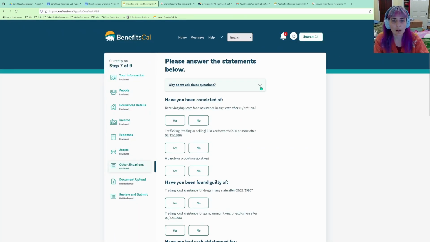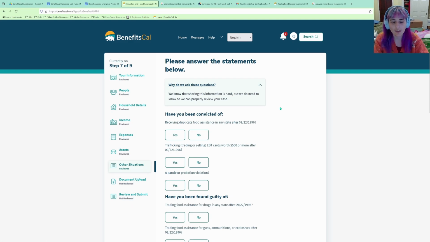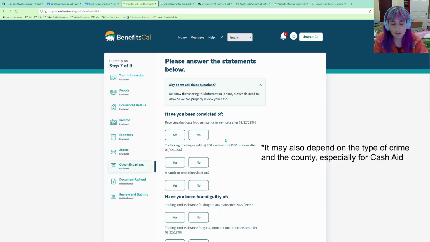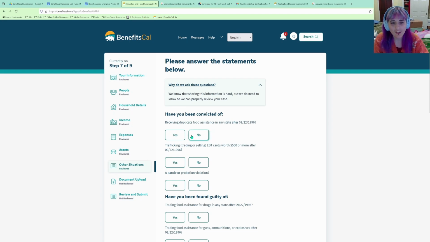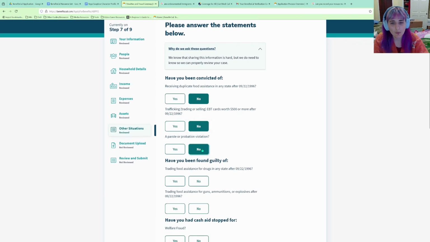Please answer the statements below. Why do we ask these questions? Looking at it, it's questions about crimes and especially fraud, if you committed fraud before. If you have, you are not necessarily ineligible, but depending on the time in which you were convicted of committing fraud or some of these other crimes, it may make you ineligible. It depends on the time frame and when you were convicted and how long ago that was. Moving on, we're going to say none of these apply to us. If you don't answer honestly, that is also a form of fraud. So just putting that out there.